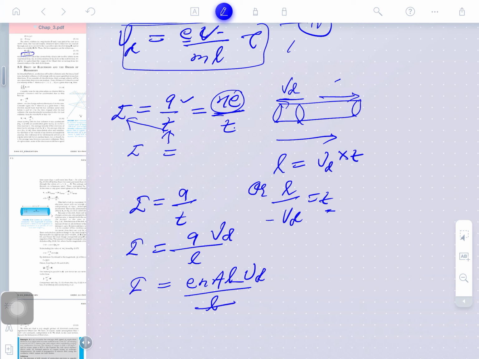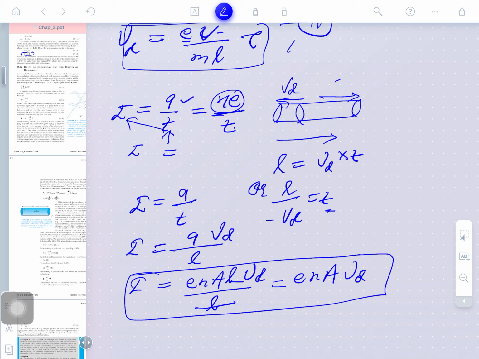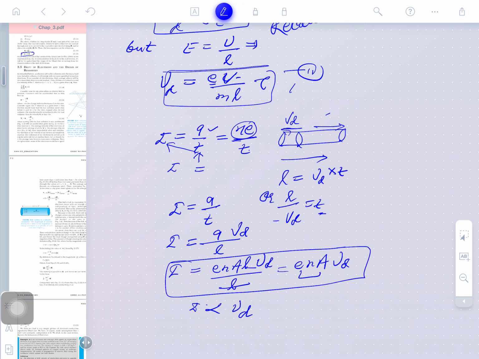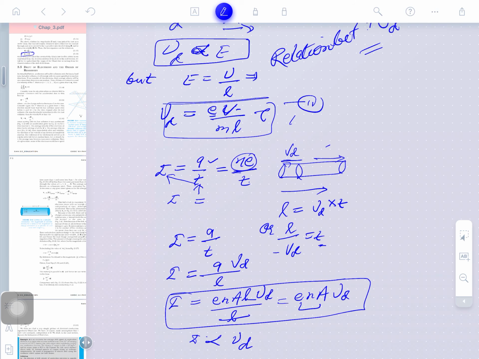And I is L by L cancel. So it shall be e n A Vd. This is a very important relation, e n A Vd. I will remind you all guys. This is e n A Vd. The relationship between current and drift velocity, e n A Vd. This all will be proportional: I is proportional to Vd. Again, it's proportional to current. So these are the important relationships you will remember. Please note down this expression for your understanding.